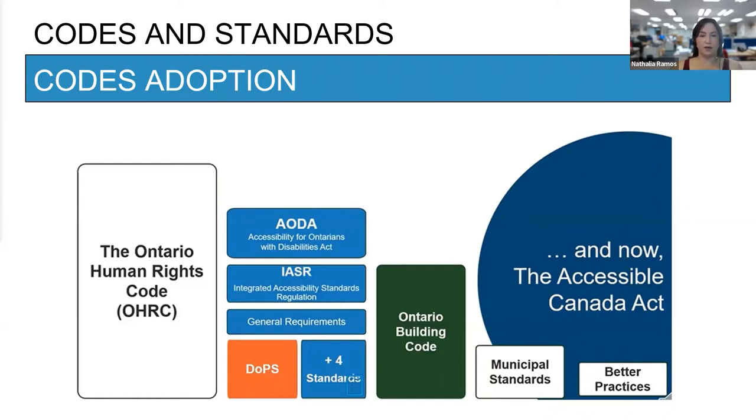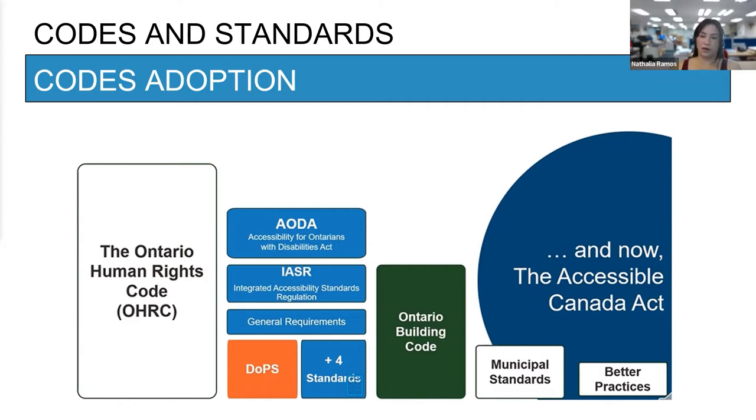Talking specifically about Ontario, the Ontario Human Rights Code, the OBC, and the AODA provide the minimum standards for accessibility in the built environment. From there comes the municipal standards and better practice, such as, for example, here in the City of Toronto, the Accessibility Design Guidelines. Basically, the TADG provide guidelines and best practices that were identified after extensive research and consultation with accessibility users.